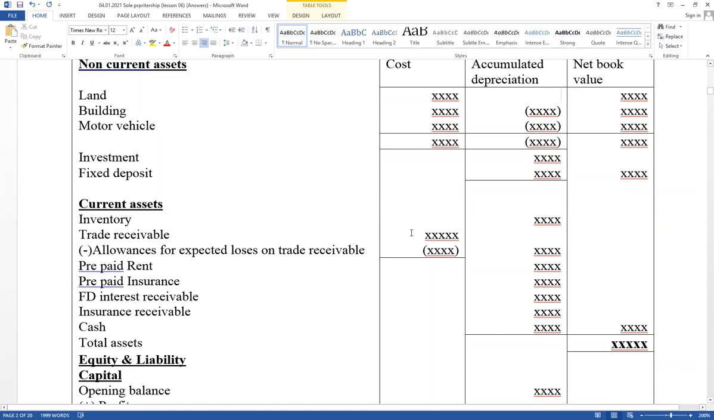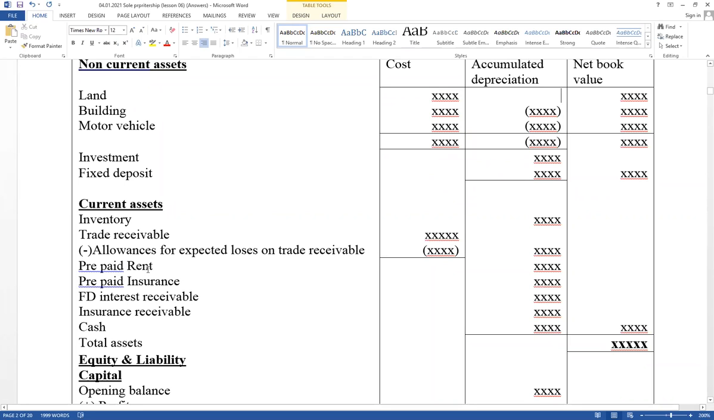Provision for doubtful debts means we will not be able to recover some of the debtor balance. That is an estimate. We can assume that around 10% of debtors may not pay. It is called provision for doubtful debts, allowances for expected losses. That value should be deducted from trade receivable. Then the net value should be included in the second column. Current assets should be included in the second column, but trade receivable and allowances for expected losses should be included in the first column.